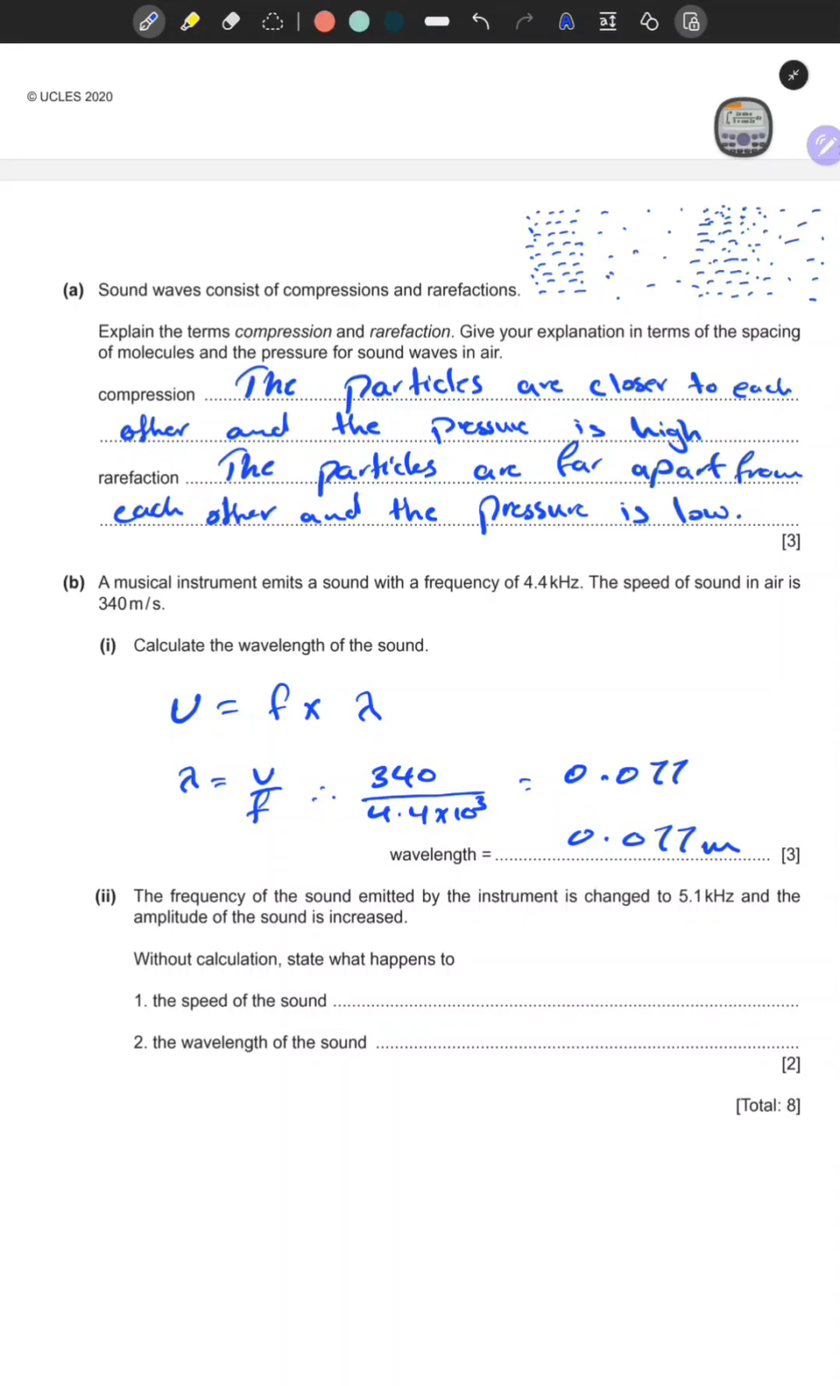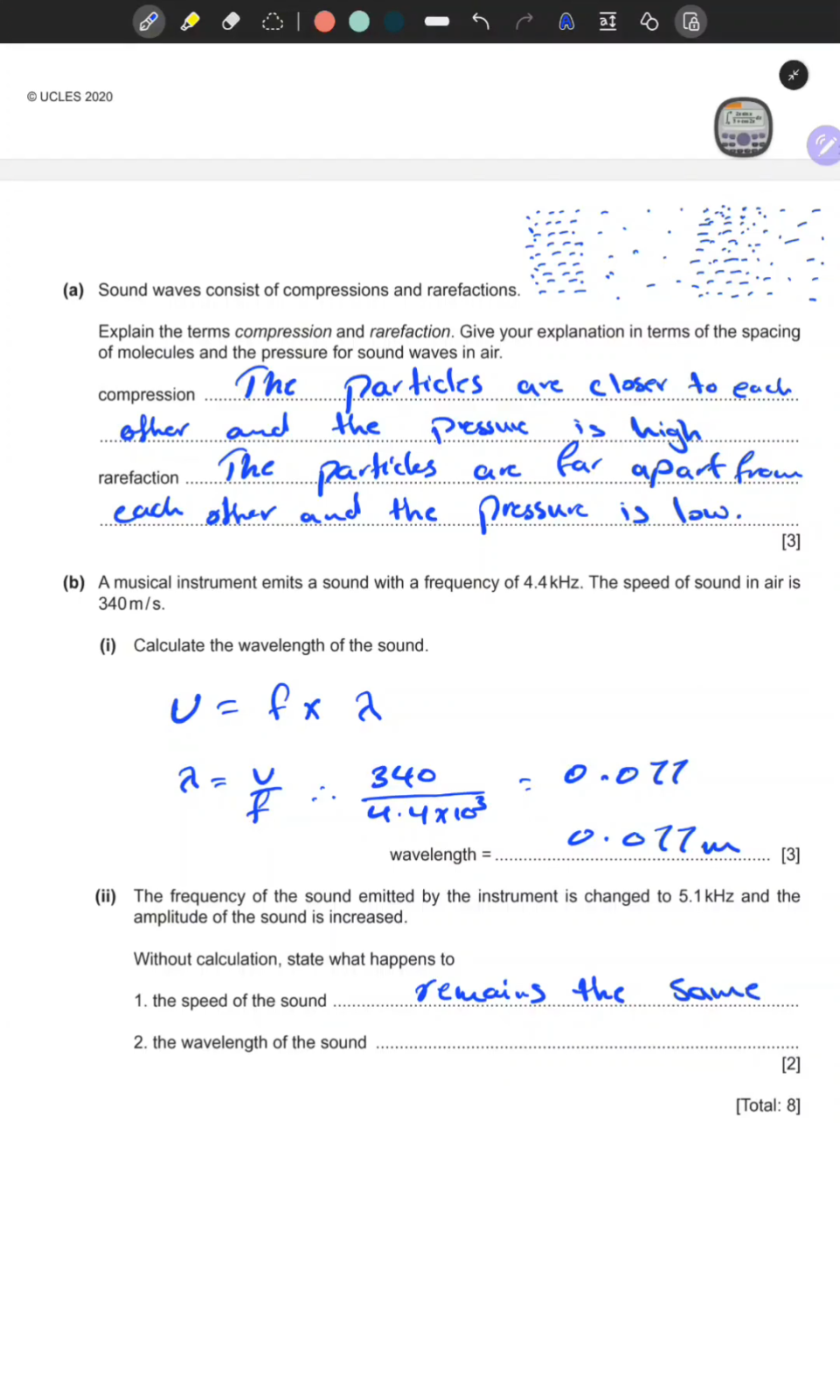Alright, the frequency of the sound emitted by the instrument is changed to 5.1 kilohertz, and the amplitude of the sound is increased. With that calculation, state what happens to 1. The speed of the sound. As I know, the frequency has nothing to do with the speed of the sound. If the frequency increases or decreases, it will not affect the speed. So the speed, you can say, remains the same.